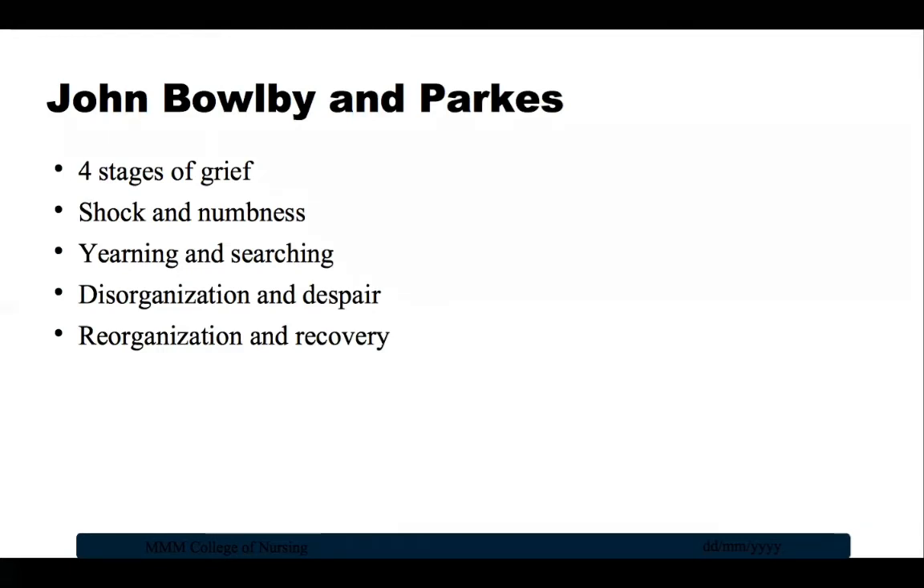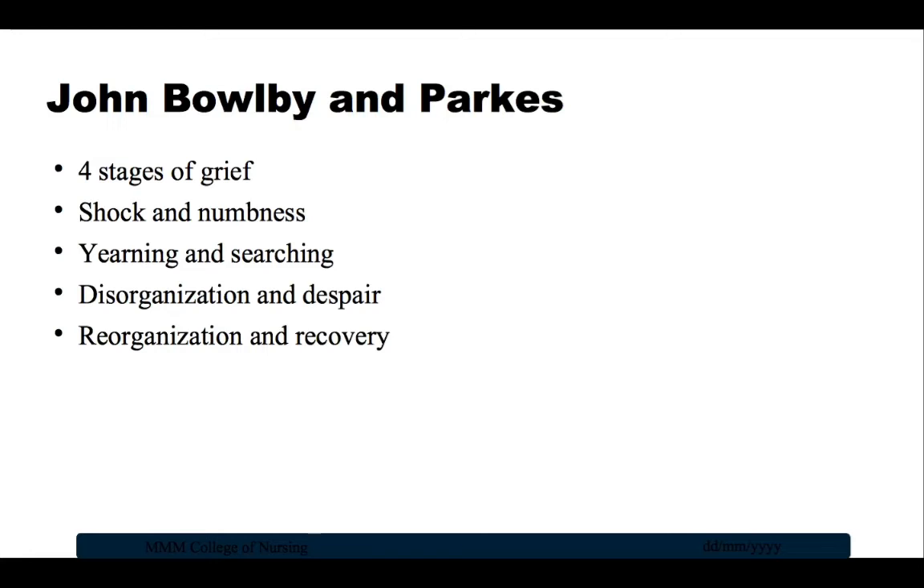The second phase, that is yearning and searching. In this phase, a person experiences all types of emotions from anxiety to anger, despair, confusion, sorrow, and much more. The bereaved begin to yearn for the return of their loved one, as well as search for meaning in their loss. The third stage, disorganization and despair. In this phase, the person starts to accept the reality of their loss. They may also feel the need to withdraw from their everyday life or from activities and hobbies they once enjoyed. They begin to understand that their old reality will never be the same, and this leads to feelings of despair or hopelessness.